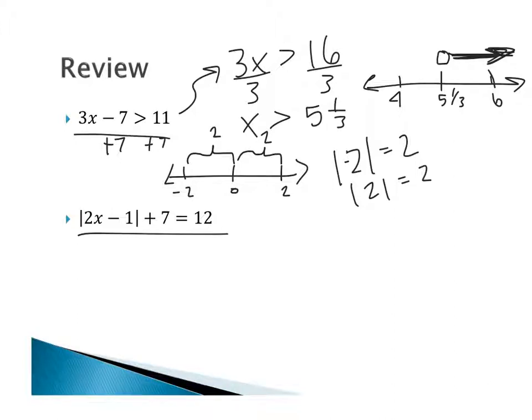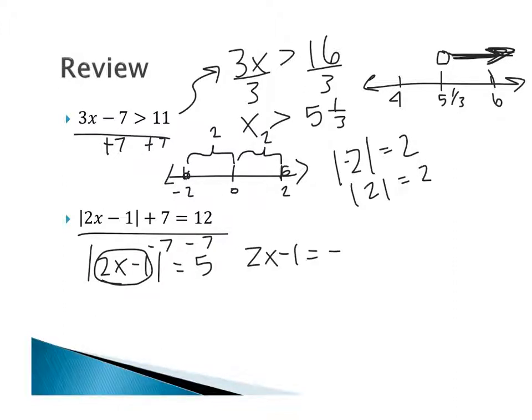Let's see how that works when we're solving an equation. Just like before, I subtract 7, and I get the absolute value of 2x minus 1 equals 5. Now, here is the weird thing. The absolute value of whatever is in here is equal to 5. I know then that 2x minus 1 could equal -5, because the absolute value of -5 is also equal to 5. And I also know that 2x minus 1 could be equal to +5, because the absolute value of +5 is also 5.